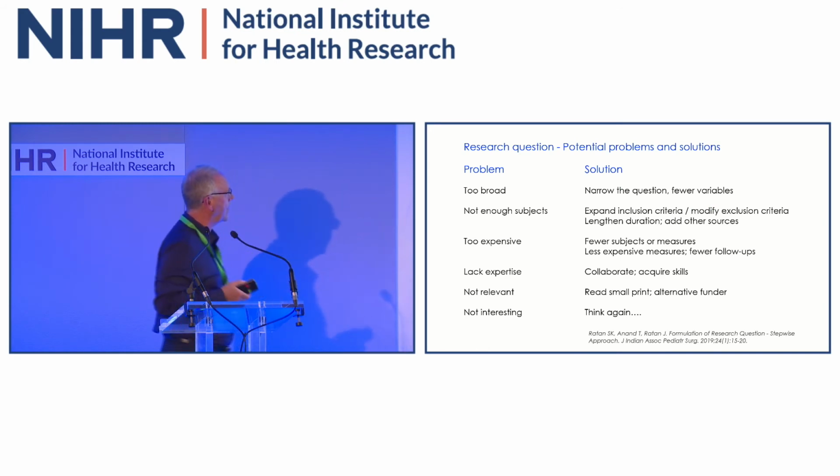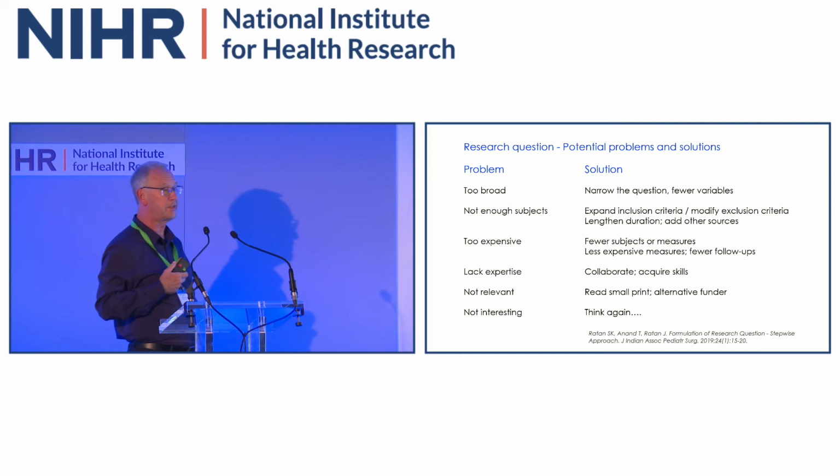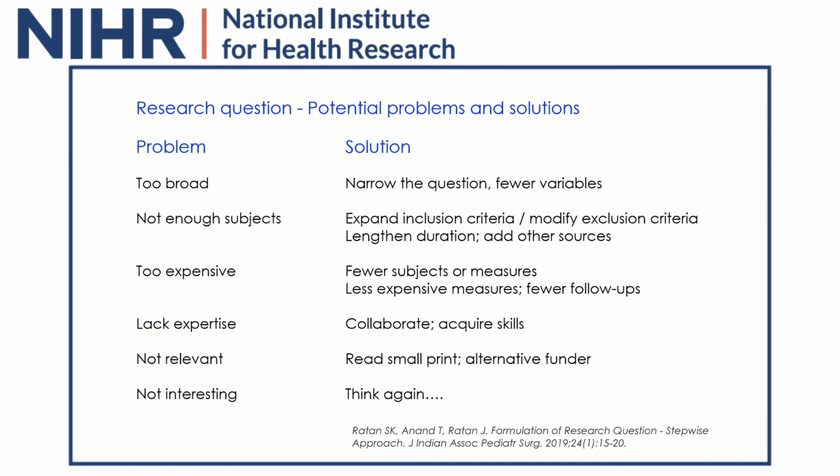There are all sorts of questions or problems that arise. There are problems associated with a research question being too broad. Narrow the question, reduce the number of variables. If it's focused, it's more likely to be achievable. If it requires 100 different things to be measured, why? What are the 99 other things going to add apart from your key thing that you're interested in?